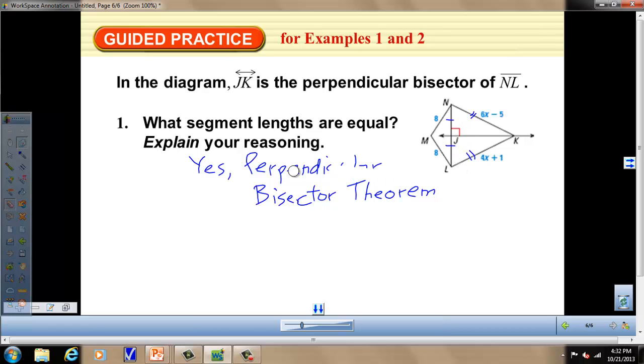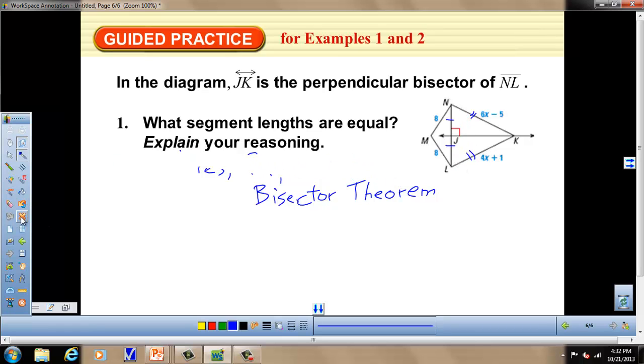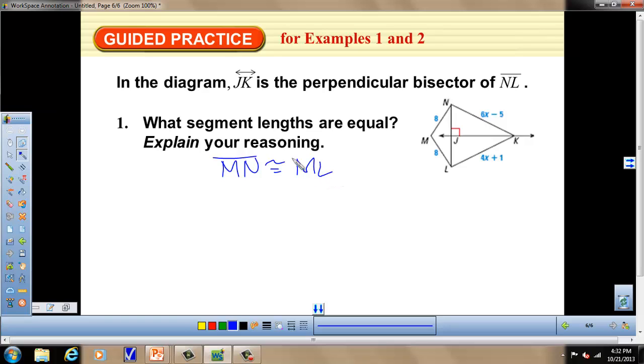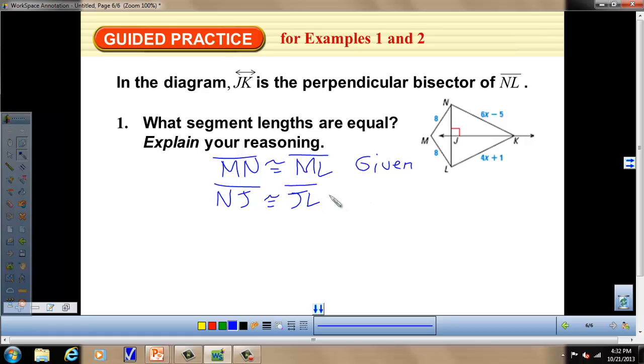Oh, what segment lengths? I'm sorry. I'll back that up. So what segment lengths are equal? Again, MN is congruent to ML because it's given. NJ is congruent to JL because it's a perpendicular bisector.